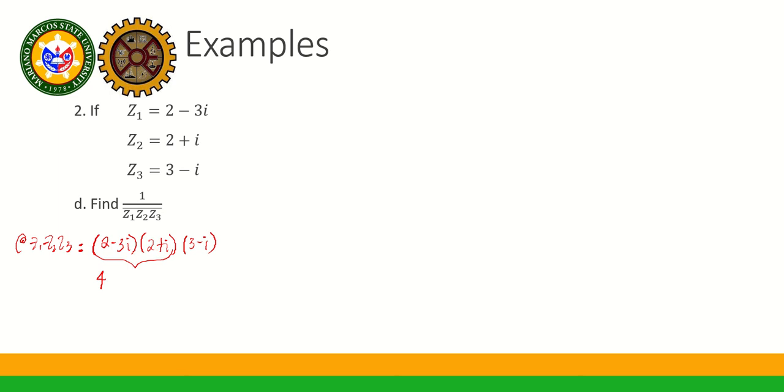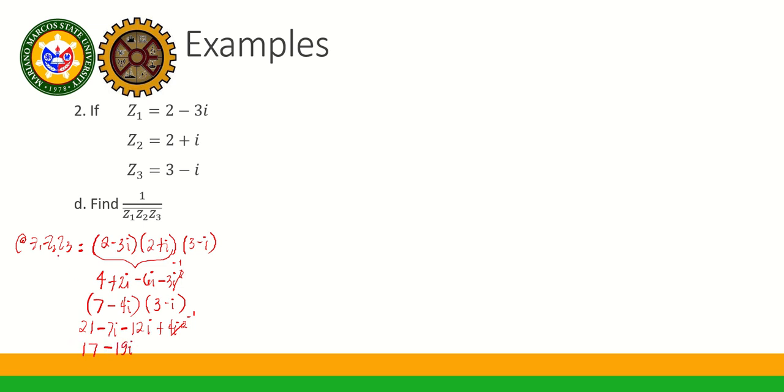And then, that is 2 plus 2i minus 6i minus 3i squared. And i squared is equal to negative 1. So, 4 plus 3, that is 7 minus 4i, and then multiply natin kay 3 minus i. So this will be equal to 21 minus 7i minus 12i plus 4i squared. I squared, negative 1. So 21 minus 4, that is 17. And then negative 7 minus 12, that is negative 19i.